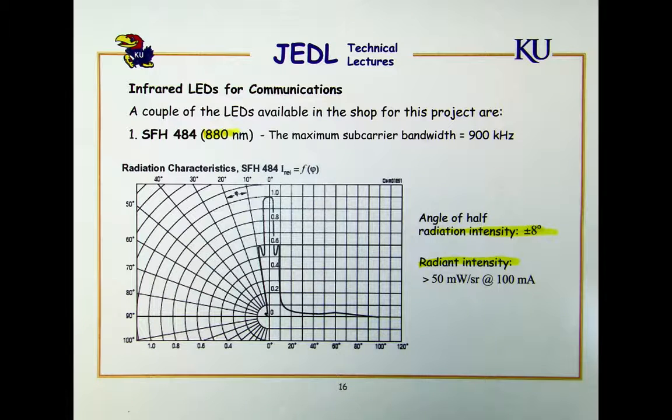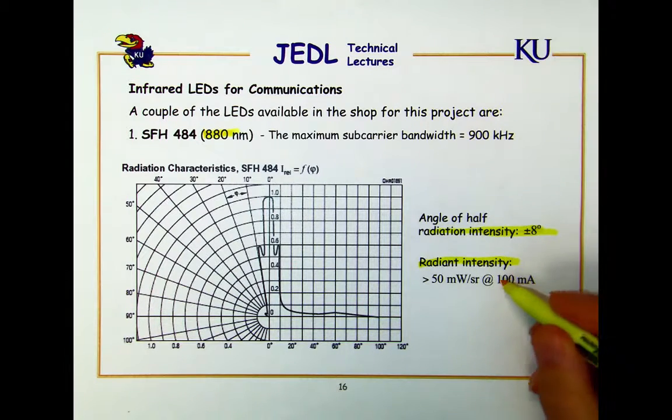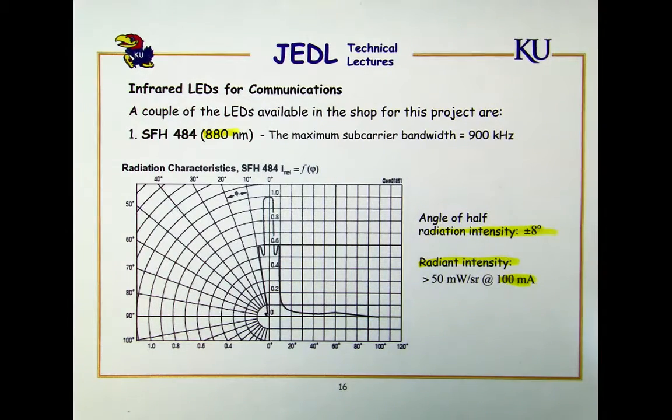So if we look at this first one here, this is the SFH484, and we can see that it's a device that has a fairly narrow beam width, plus or minus 8 degrees, and 50 milliwatts per steradian at a particular drive current. Now, in some of these devices, you can increase that drive current and get a larger intensity out of it. So you need to check the data sheets to see if that's possible for the device that you choose.